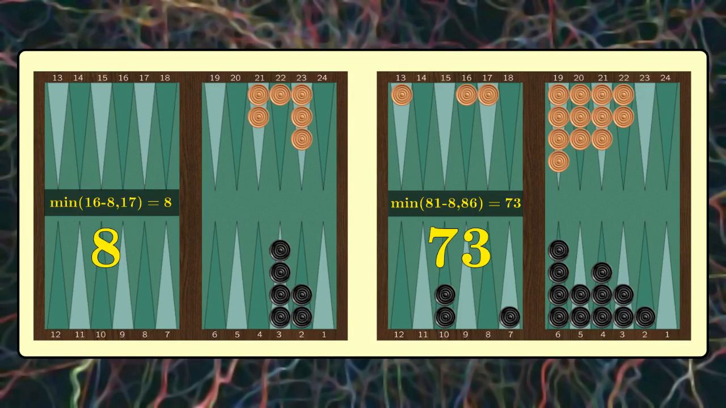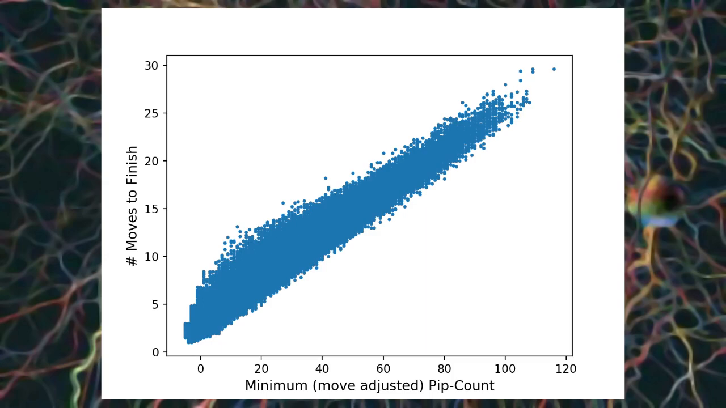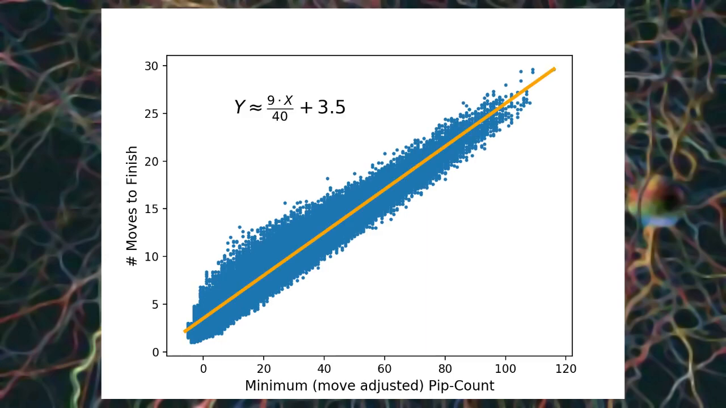I started with the minimum of A, black's pip count minus 8, and B, white's pip count, 8 being the average pips black is about to gain. Here's a plot of this move-adjusted pip count against the estimated TTF obtained from rolling out the position. The variance is large, like most backgammon quantities, but there's a clear linear relation. So this measure can work, but I found something better.